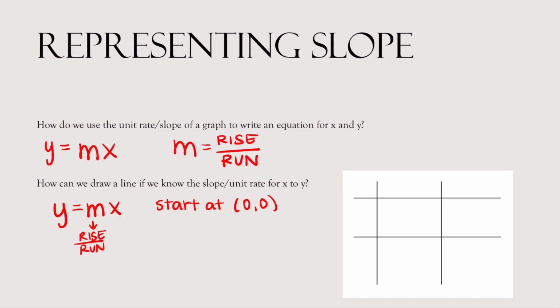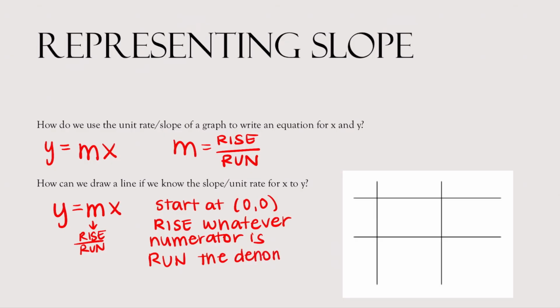But you would start at the origin, and then you would rise whatever the numerator is. And then you would run the denominator. So the top is the y, the bottom is the x. If m is a whole number, then really it's just, because any whole number you can just put over 1, you do the number over 1, and then you know that your run is just one space, which is kind of nice.